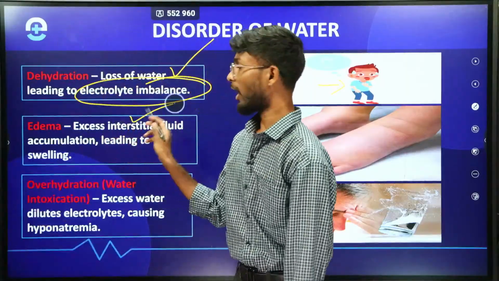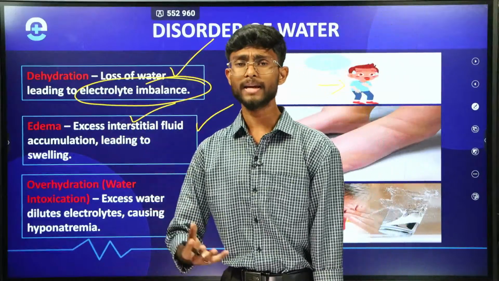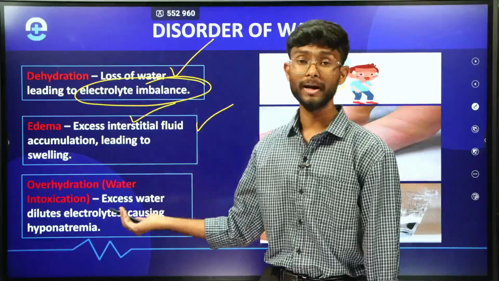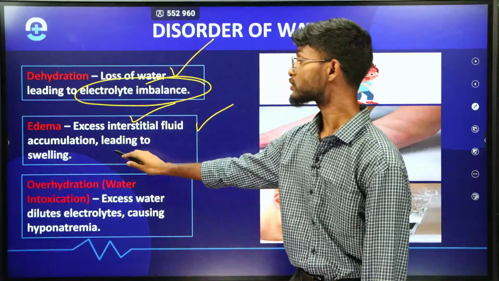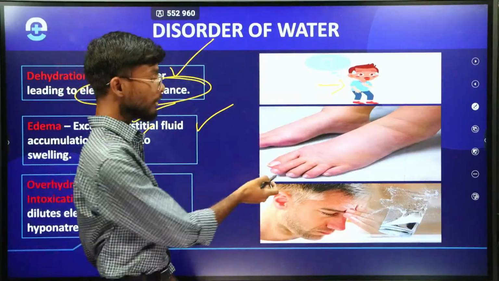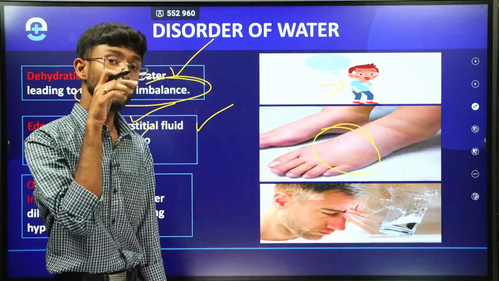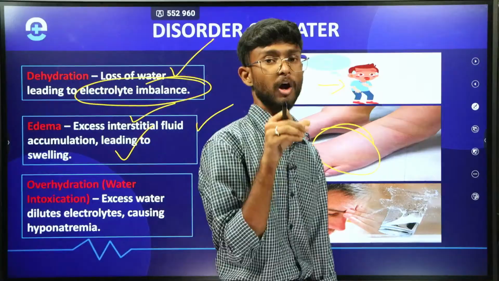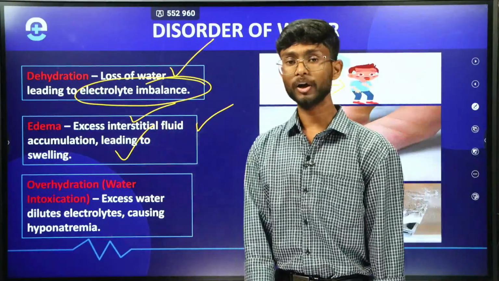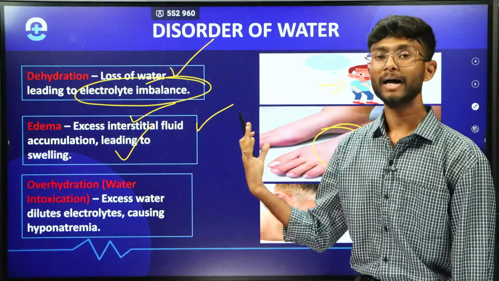Then edema. Edema means excess accumulation of fluid, or excess intake of water, which leads to swelling. You can observe the picture here. The normal leg to the foot will swell, and if you touch that, it will form a circle, a pit. That is edema, due to the excess accumulation of water or any other fluid.